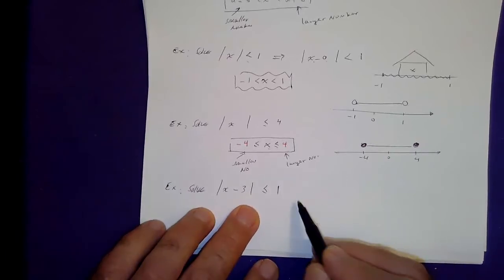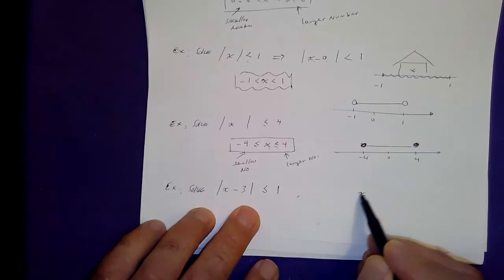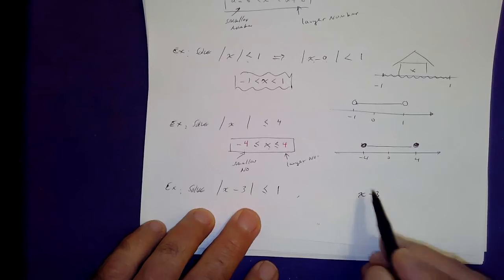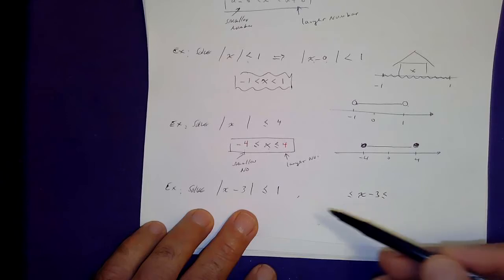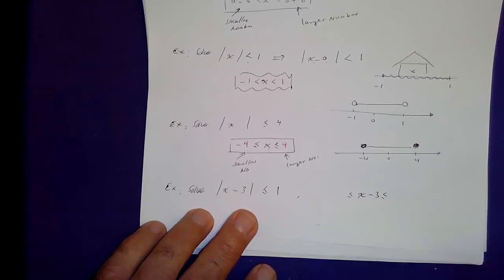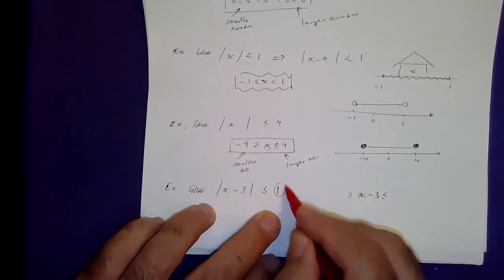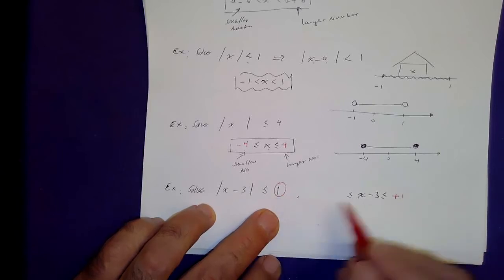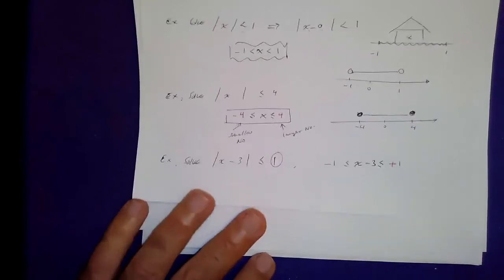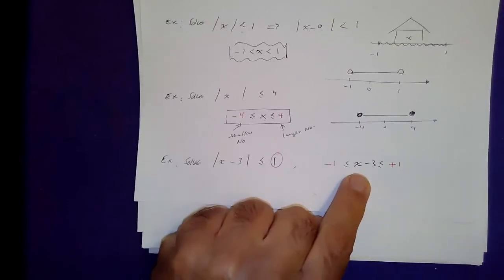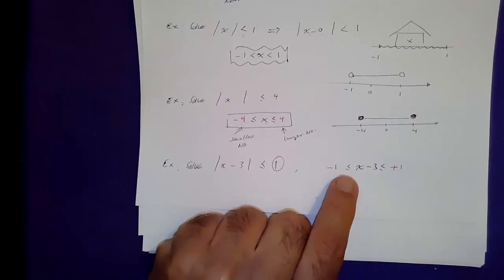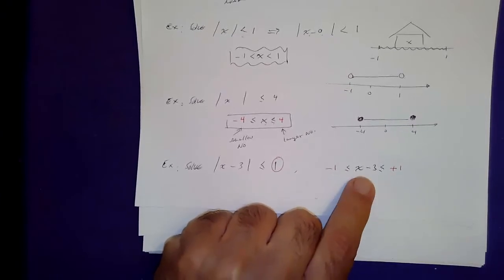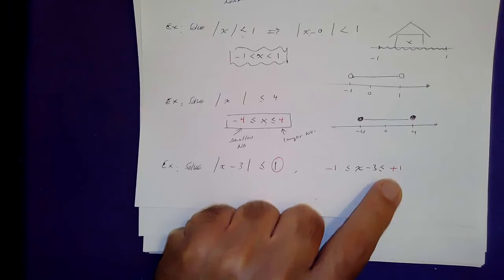What about this one? Well, remember the steps are: drop the bars. Put an inequality on the left and an inequality on the right, but make sure the inequalities point to the left, both of them. Put the positive of this number on the right side and the negative of that number on the left side. So now you have a compound inequality. This reads x minus 3 is greater than -1 and less than or equal to +1.